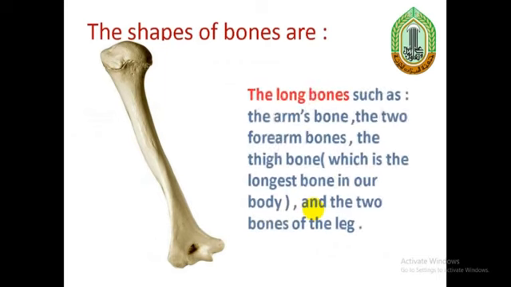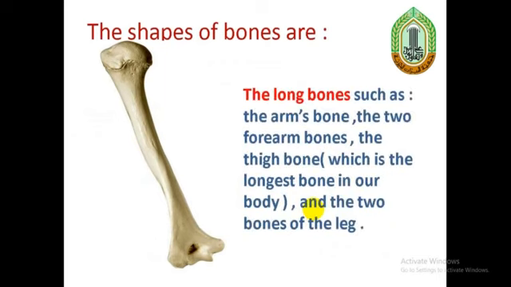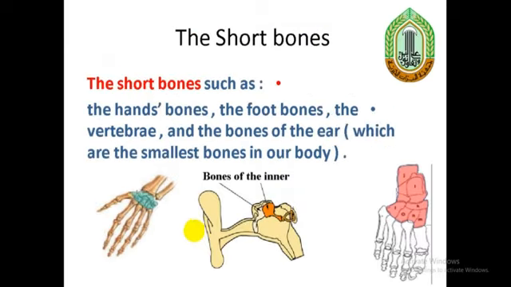So the first type of bones is the long bones, such as the arm bone, the two forearm bones, and the thigh bone, which is the largest bone in our body, and the two bones of the leg. This is a long bone. The second type of bones is the short bones, such as the hand bones, the foot bones, and the bones of the ear, which are the smallest bones in our bodies.